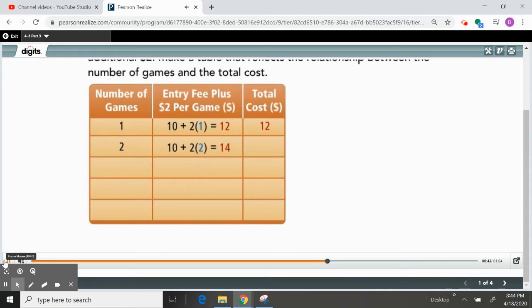The total cost of playing 2 games is $14. So again, $10 that you had to pay to get in, plus $2 to play 2 games. 2 times 2 is 4, and 10 plus 4 equals 14. So to play 2 games, you'd pay a total of $14.